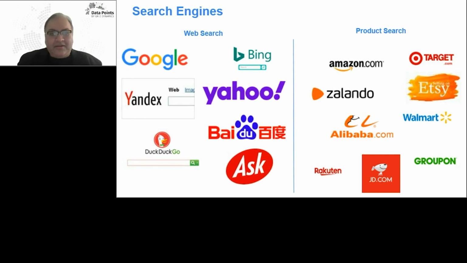On the right-hand side, most of us also have experience with product search, right? So e-commerce is a big thing right now. We all know during the COVID era, e-commerce, people were buying stuff online instead of going to stores. So product search, the focus is more narrow. It's all about e-commerce and retail. So we have some very well-known names here: Amazon.com, Zalando in Europe, Alibaba in China, as well as JD.com, and then of course Target, Etsy, Groupon.